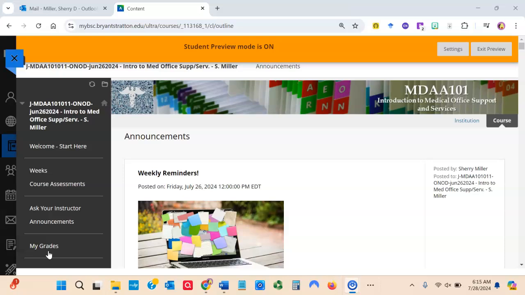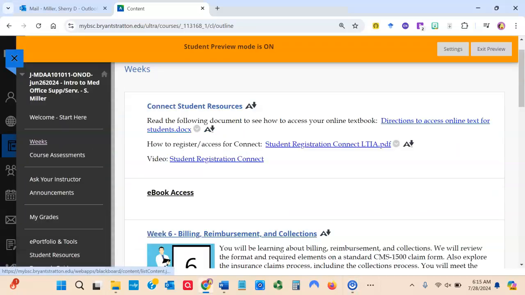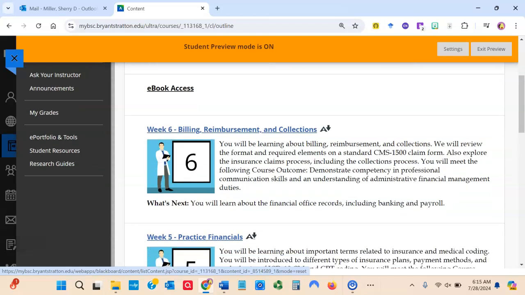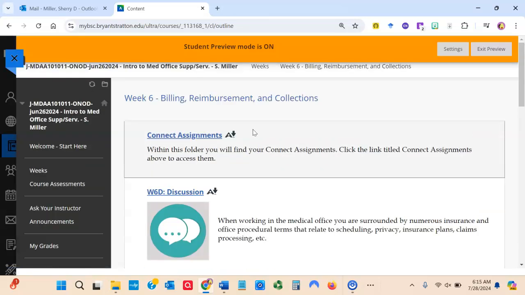Let's take a quick look at the assignments that are due this week. Week 6, we're going to be focusing on billing, reimbursement, and collections. So go ahead and open that up. Remember, all of your Connect assignments are located through this link, and it's through this link that you should be completing your assignments to ensure that your activity goes from Connect over into the Bryant and Stratton classroom.